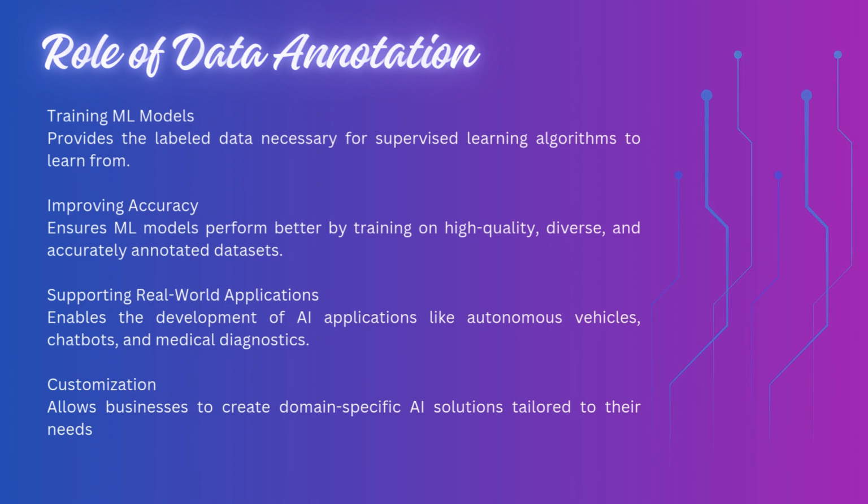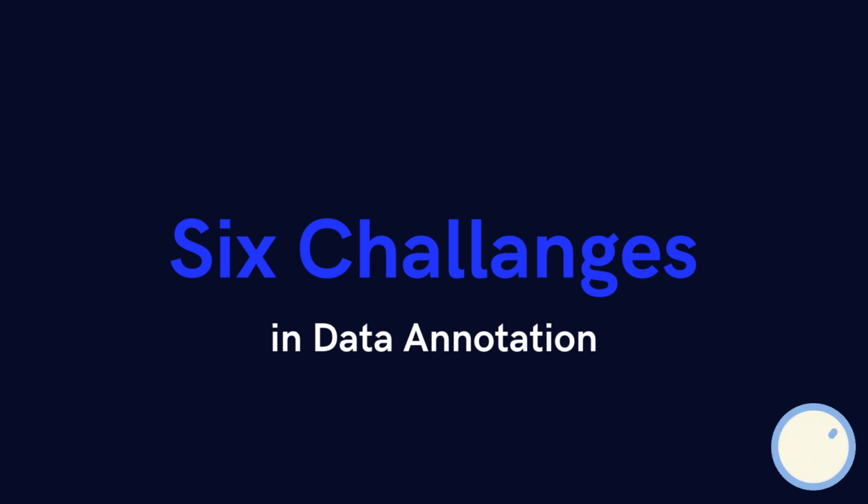Next, improving accuracy. High-quality, diverse, and properly labeled datasets make sure ML models work better and give more accurate results. Then, we have supporting real-world applications. Data annotation makes AI applications like self-driving cars, chatbots, and even medical diagnostics possible. It's how machines understand the real world. Finally, customization. It helps businesses create AI solutions tailored to their specific needs, like creating apps for niche industries or unique tasks. Now, let's talk about the challenges in data annotation.